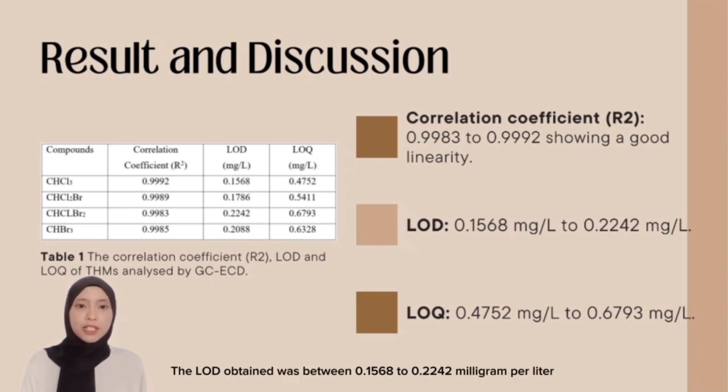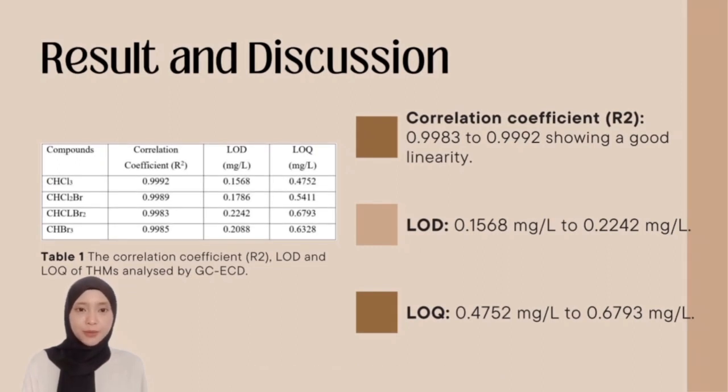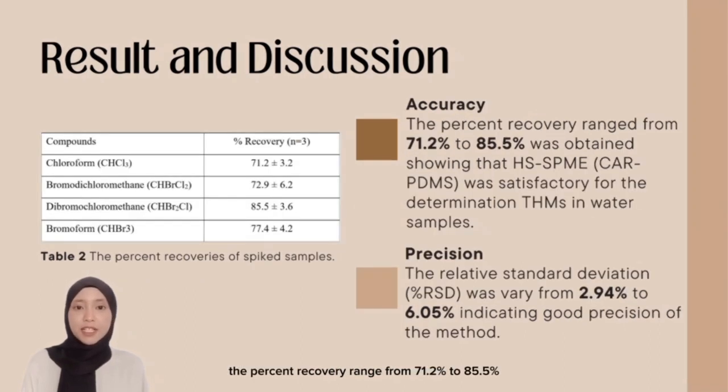The LOD obtained is between 0.1568 to 0.2242 mg per liter, while LOQ is between 0.4752 to 0.6793 mg per liter. LOD refers to the lowest concentration limit for the analyte to be detected, but not necessarily quantified or measured to an exact value, while LOQ is the lowest concentration of analyte that can be determined by the exact value.